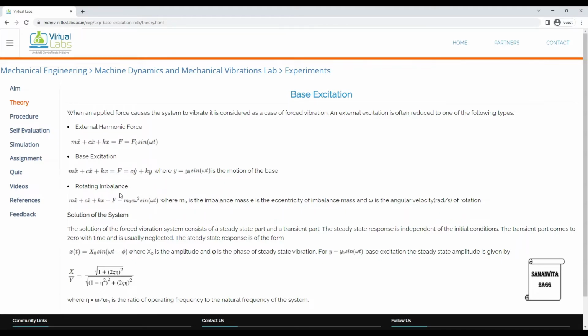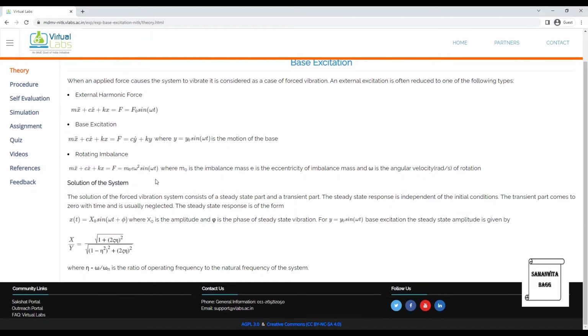Next is rotating imbalance. This is the next experiment in line, so we will discuss it in the next experiment itself. I have already given an explanation for this in experiment number 4 in case you wish to go through it. We will see the solution of the system.